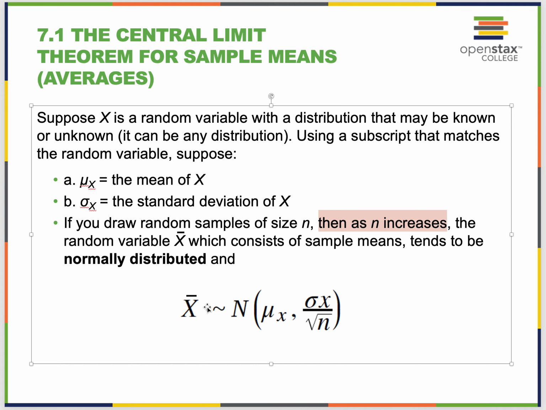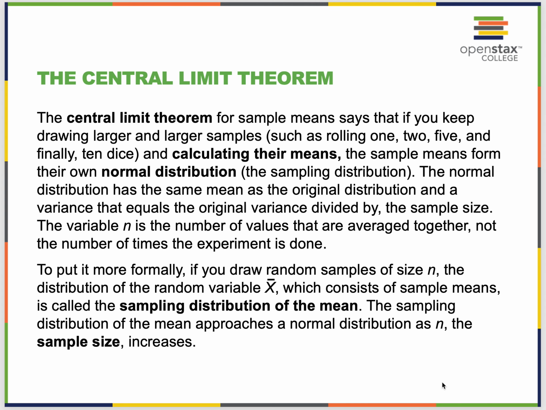We don't make inferences, therefore, on the individual items. We make inferences on the x bar because the x bar has a normal distribution. This is called a sampling distribution, a sample of size n. If we take the sample of size n and take the average every time, and plot it, it will tend to have this kind of normal distribution. So if you keep drawing larger and larger samples, such as rolling 1, 2, 5, and finally 10 dice, and calculating their means, the sample means form their own normal distribution. This is, like we said, called the sampling distribution.